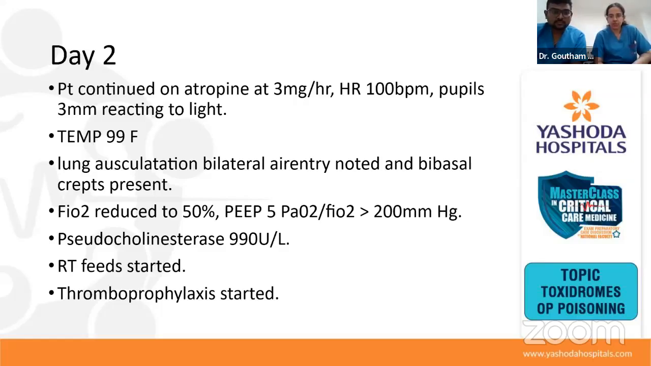FiO2 reduced to 50% on day 5 with a PaO2 by FiO2 ratio of 200 mmHg. The pseudocholinesterase level, which was sent on day 1, came as 990 units per liter. Tube feeds were started and thromboprophylaxis started.